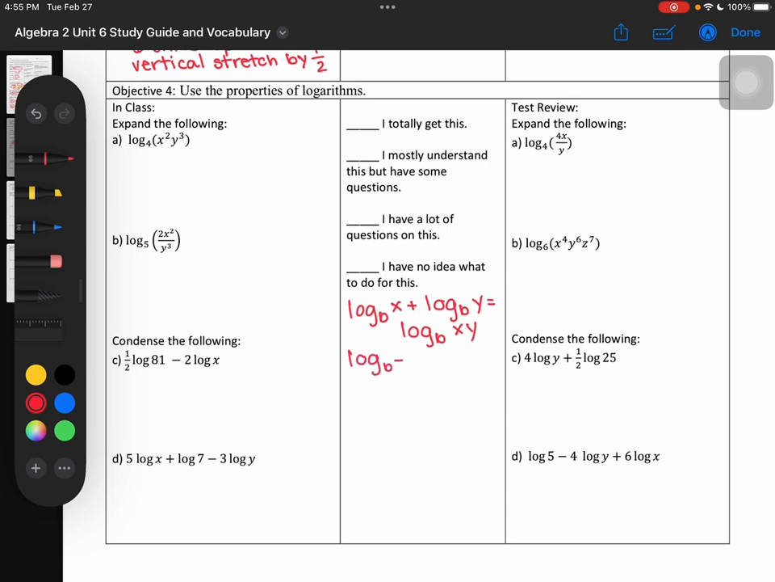We can also have 2 logs being subtracted. And when we write those together, we write it like they're being divided. Next, the last one is we can have n in front, and that gets moved onto the x as an exponent.